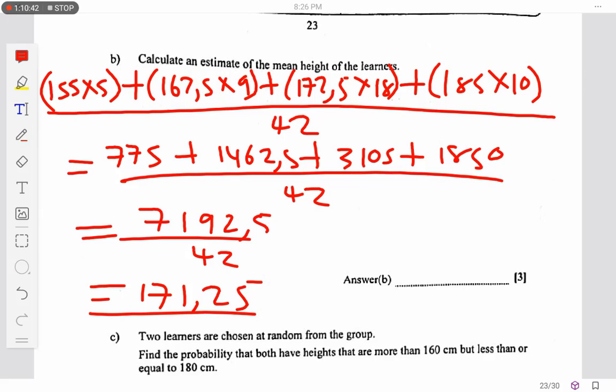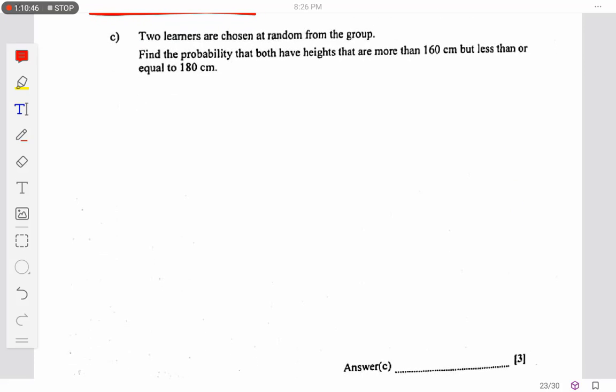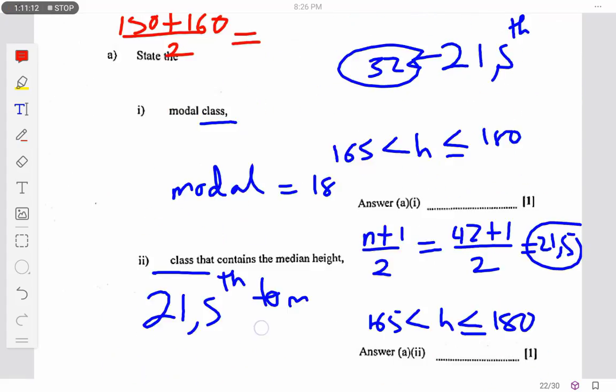Okay, let's move on to the next question. The last question is saying 2 learners are chosen at random from the group. Find the probability that both have heights that are more than 160 but less than or equal to 180. That is very, very important. So the first learner is more than 160, then the other one is less than. So let's go and see where we have those.